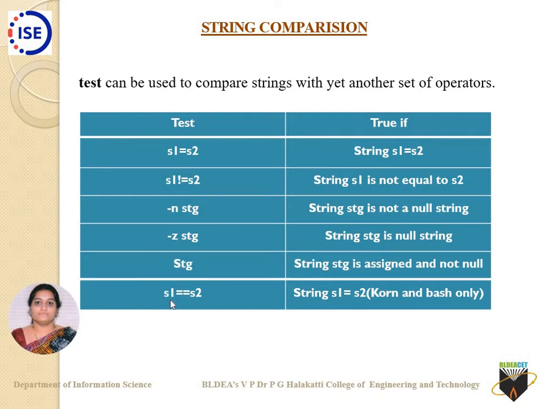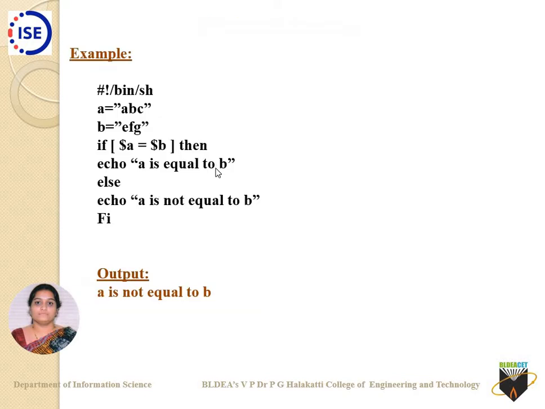Then I can use s1 == s2. This works in ksh and bash shells, whereas in others you can directly use only s1 = s2. A simple example for the same: a equals, within quotes, abc as my first string, and b equals efg as my second string. So this is my first string, this is my second string.